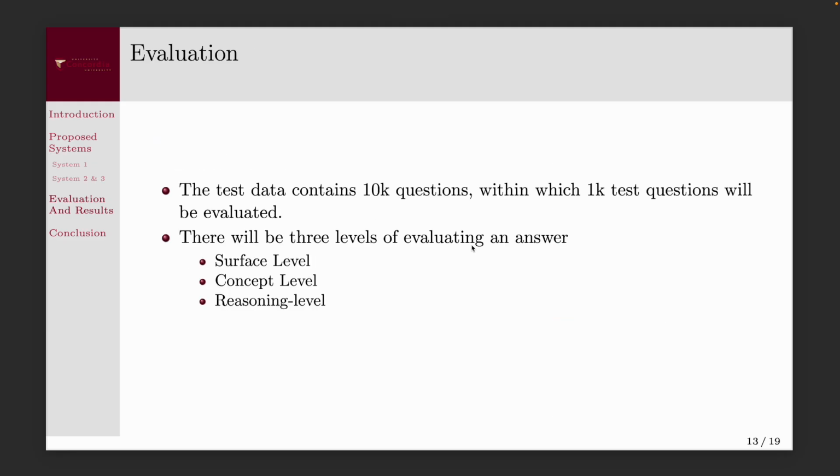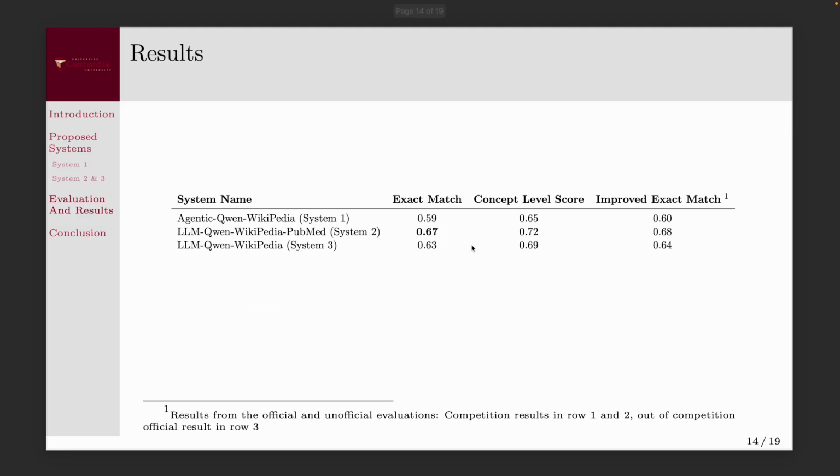Coming to evaluation, the test set contains 10,000 questions, within which 1,000 questions are concealed and will actually be evaluated. There are three levels of evaluating an answer: surface level, concept level, and reasoning level. Coming to results, as you can see, system 1 is an agentic system, system 2 is a non-agentic system with two information sources, Wikipedia and PubMed, and system 3 is just Wikipedia. These are the three metrics.